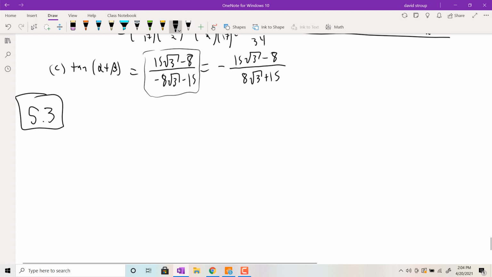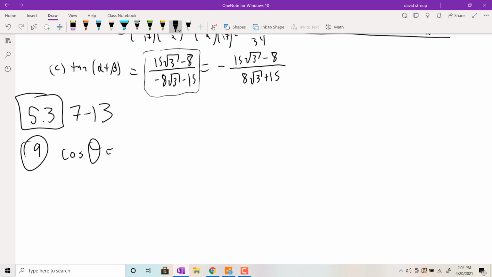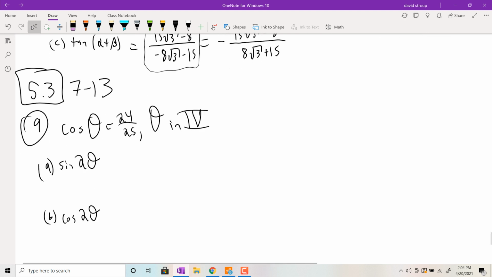5.3, problems like 7 to 13. And these are kind of quiz questions, kind of puzzle questions that I think of them. Anyways, they tell you cosine of theta is 24/25. Theta is in the fourth quadrant. And then they want you to figure out sine of 2 theta, cosine of 2 theta, and then tan of 2 theta.